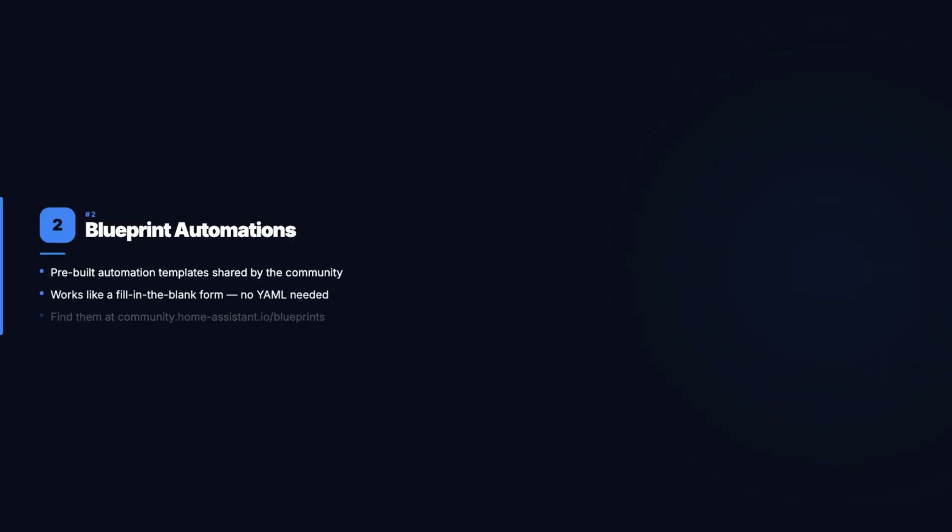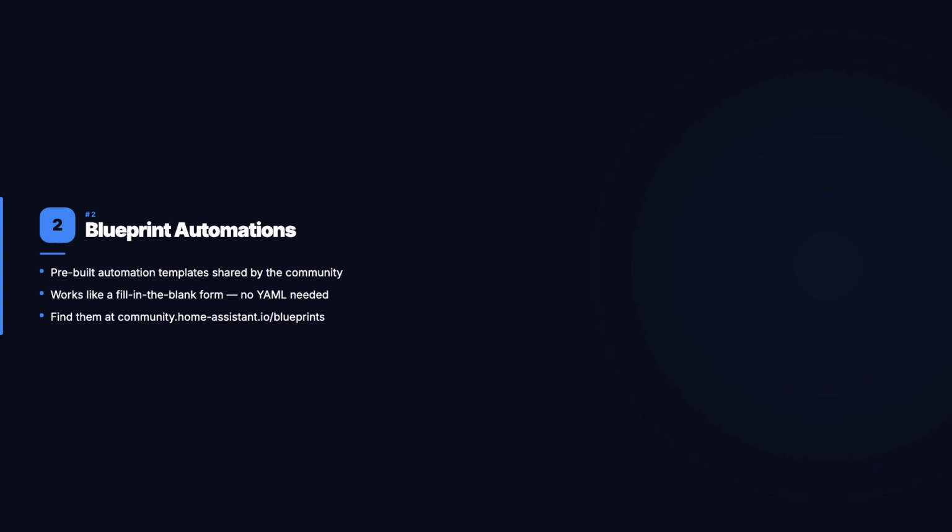Number 2. Blueprint automations. Blueprints are pre-built automation templates shared by the Home Assistant community. Instead of writing YAML from scratch, you install a blueprint and fill in a few fields. Which sensor, which light, what delay. You get a working automation in 2 minutes.